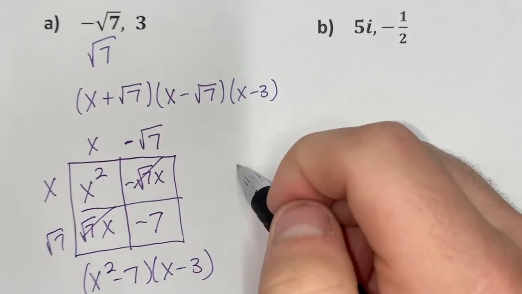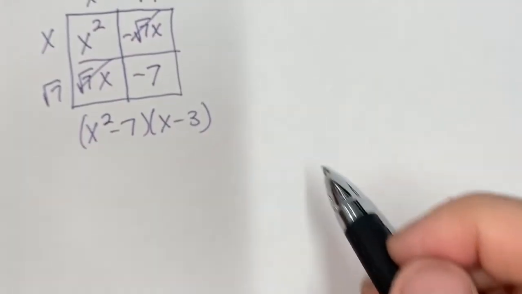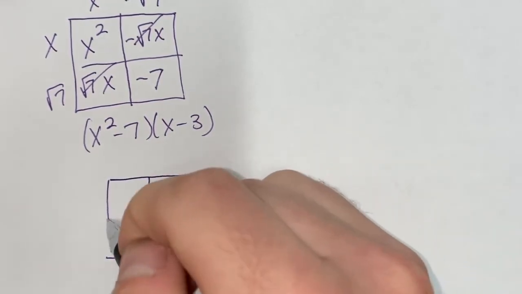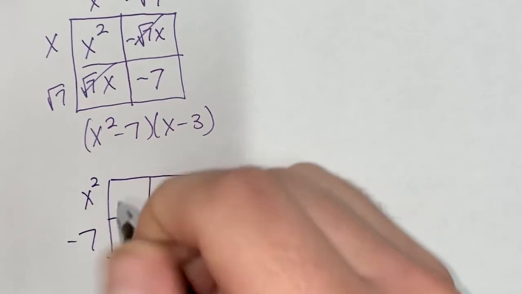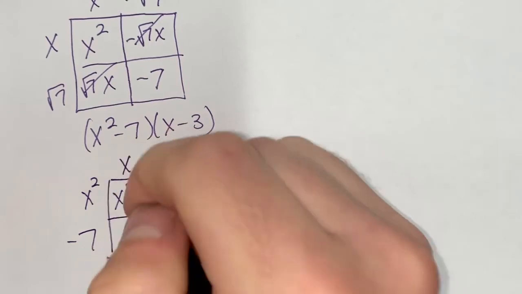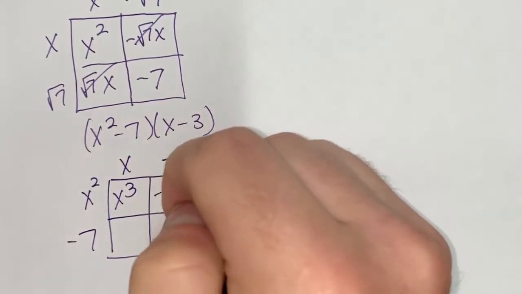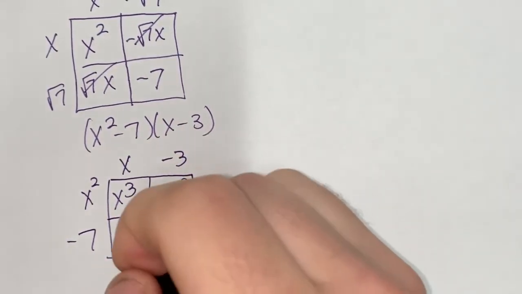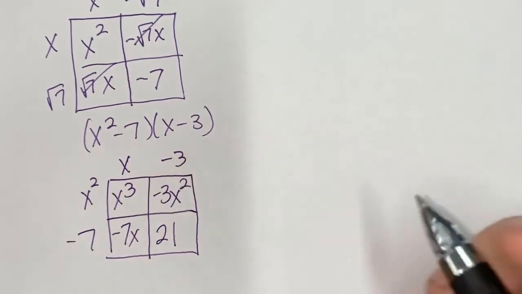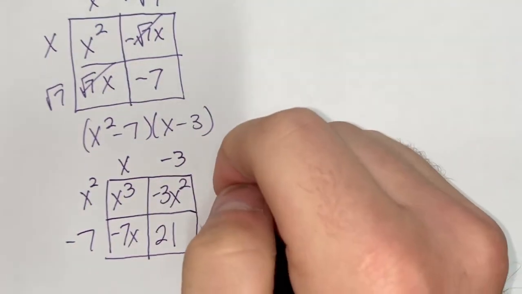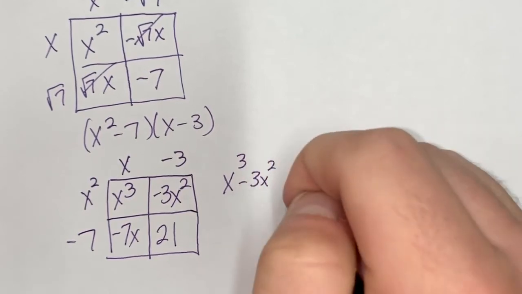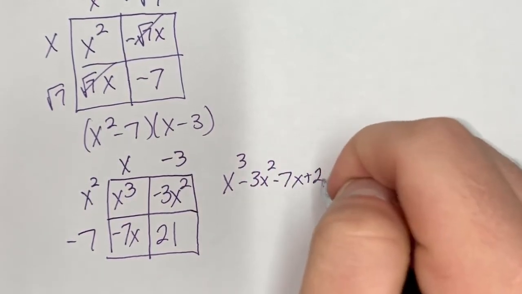We can draw a box for that also. X squared minus 7, x minus 3. X squared times x is x to the third. X squared times negative 3 is negative 3x squared. Negative 7 times x is negative 7x, and negative 7 times negative 3 is 21. We combine like terms if we have any. Our polynomial of least degree would be x to the third minus 3x squared minus 7x plus 21.